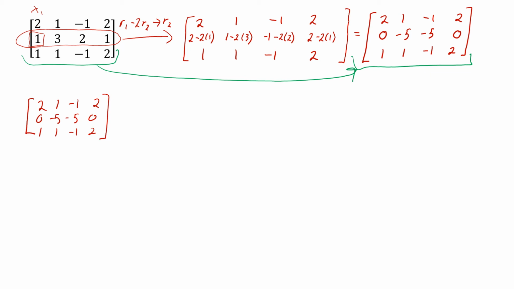Now, if I keep looking at my first column, I've gotten a 0 in there. I want to turn the second one into a 0 as well. I want this to be a 0. So how can I do that? Well, I can do something similar. If I take my row 1 minus 2, row 3 becomes my new row 3, what do I get?